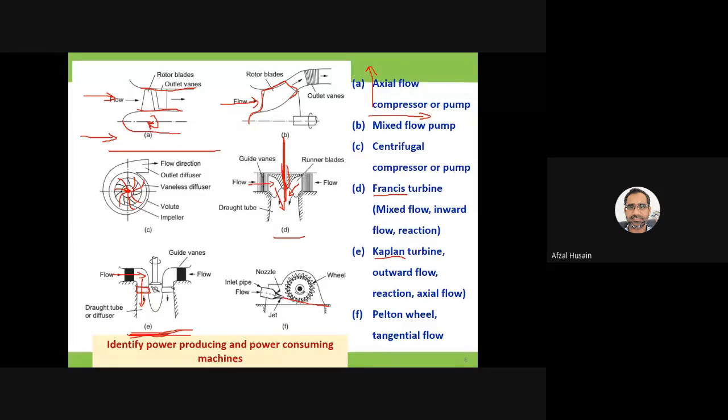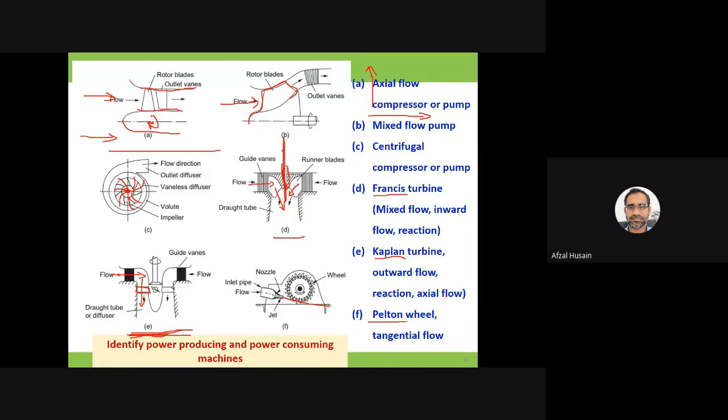Another type of machine is one where the fluid is striking the blade tangentially, so we call it a tangential flow turbine. This was developed by a scientist whose name was Pelton.